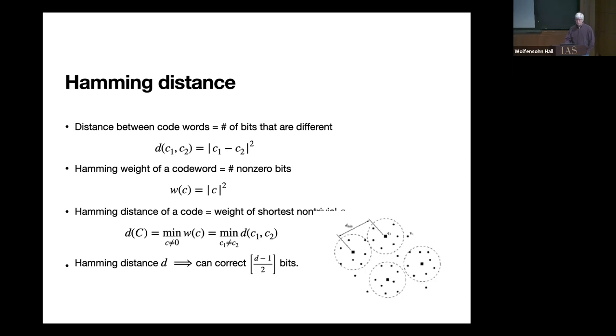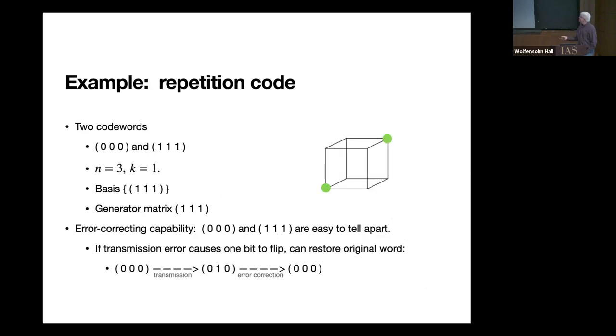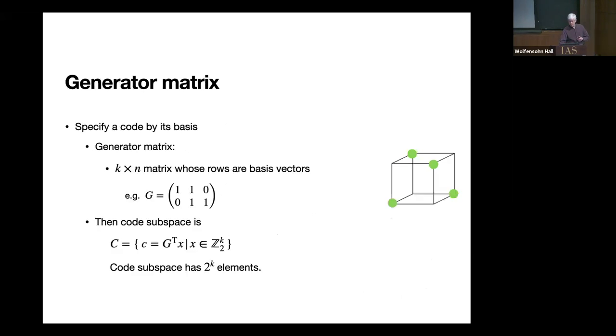So this repetition code has the property that 000 and 111 are as different from each other as any two points on this cube could be. They're as far in distance as they can be from each other. And so we want to formalize that property. What we want in order to have good error correction is for all the code words to be far enough apart from each other that we can easily distinguish them and correct small numbers of errors.